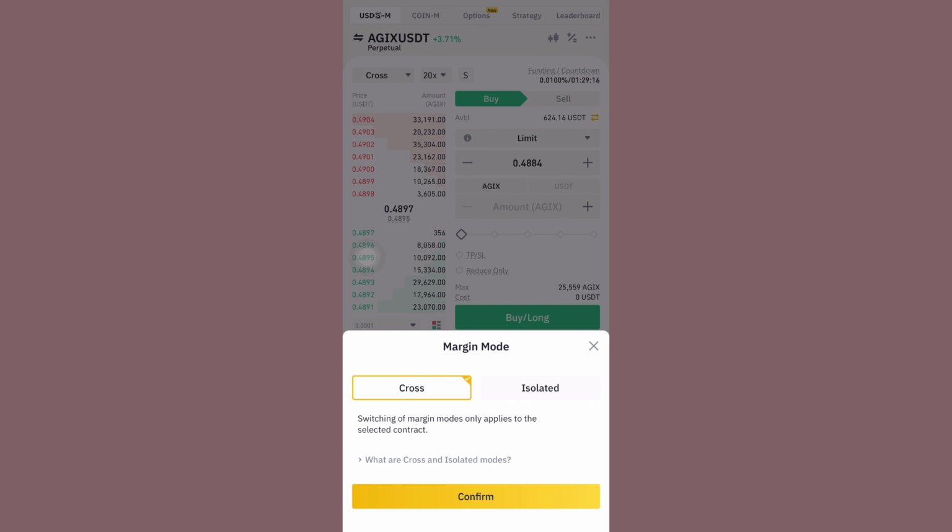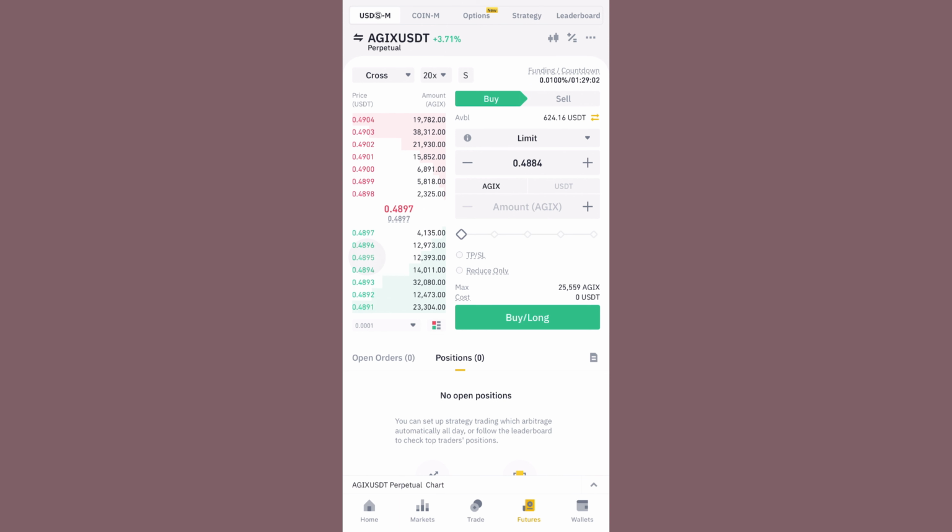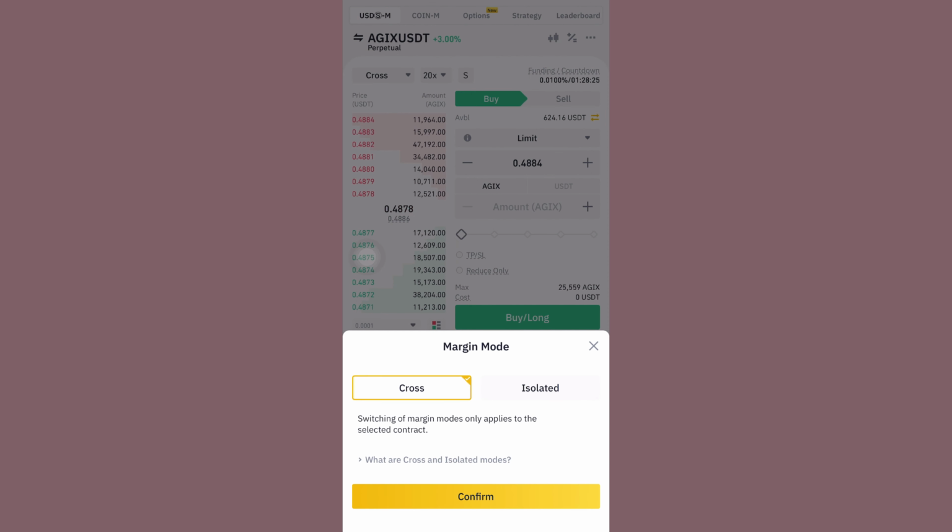What cross does is that when you open a trade under the cross, you are going to be backing that trade up with everything you have in your futures wallet. Okay, let's say you use $50 to buy a particular trade under the futures. Once it's going negative, you will notice that what you have in your wallet would be reducing to the point of liquidation.